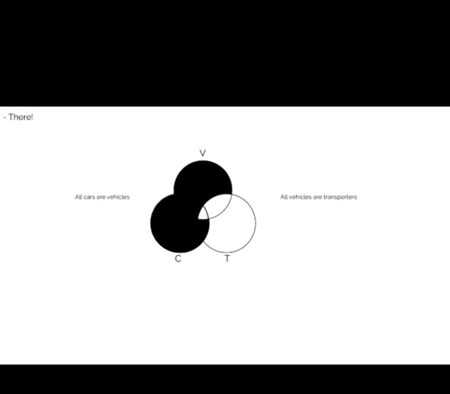So you end up with this, right? Now you've represented two different statements in one super diagram. You've represented that all cars are vehicles, and you've represented that all vehicles are transporters. That's just symbolizing. That's just the rules. Okay.